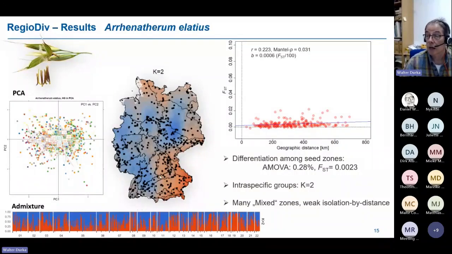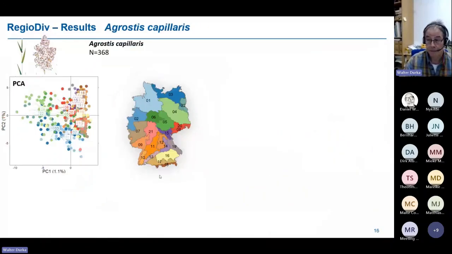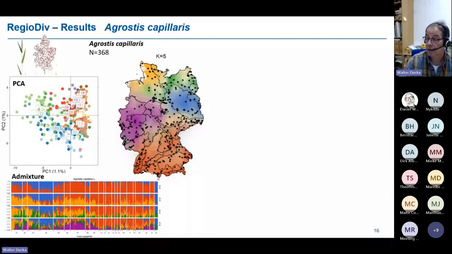So let's have a look into another grass, Agrostis capillaris, also very common. And here we actually do see much more structure. We see the green and the blue dots. This is northern Germany in contrast to the other colors, which is more the southern part. So there is clear differentiation geographically. If we do the admixture analysis, we clearly also do see this. And surprisingly, there is more structure in the north than in the south of Germany, which is a bit surprising as northern Germany is more flat and more equal compared to the more structured south of the country.